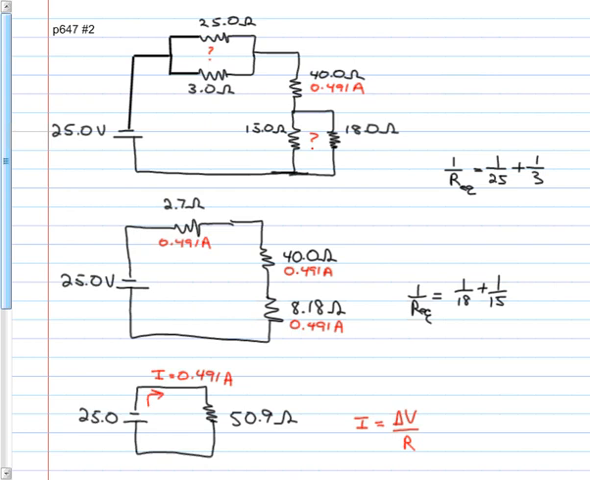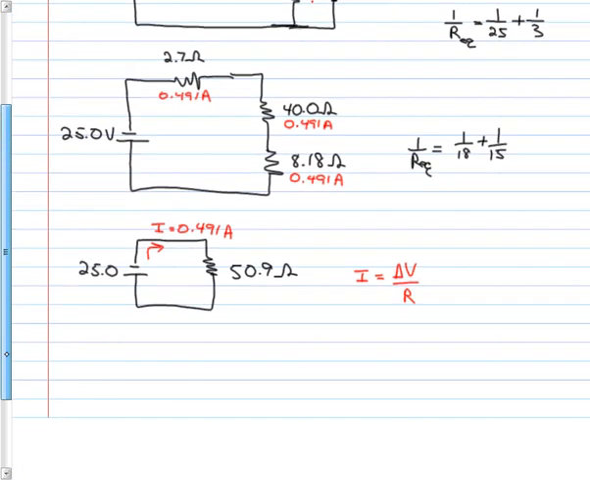So we need to do one more thing on this second one back here. I can figure out the potential difference on every single one of these resistors. If we solve for potential difference, it's just current times resistance. So let's start with this 2.7 ohm. Tell me the potential difference or the voltage drop across that resistor. 1.3. In this case, just 1.3 volts because of that 2.7.